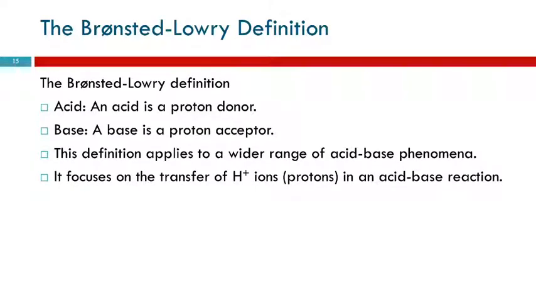So enter the Bronsted-Lowry definition, named for two scientists. Here, an acid is a proton donor, a base is a proton acceptor. So this will define acids and bases that were defined under the Arrhenius definition. It'll still include those, but it'll also catch some other ones.